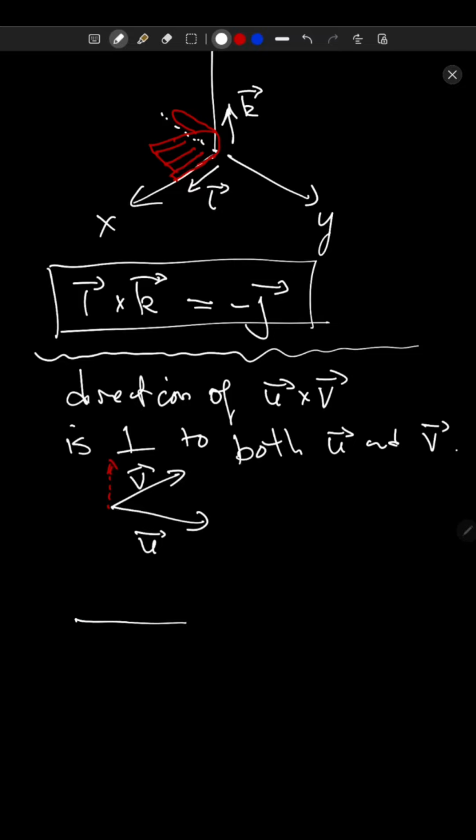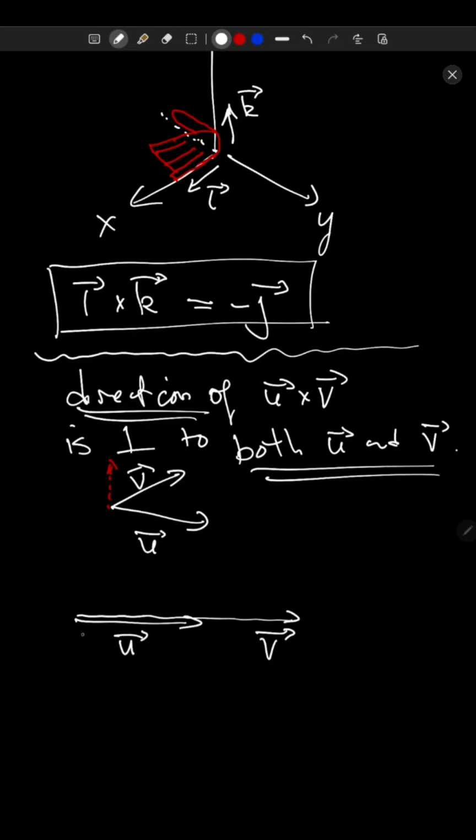But what happens if U and V are parallel? So what happens if this is U and that's V, for example? Then our description for the direction is not going to work because, first of all, our right-hand rule is not going to work. There's no curling anywhere because the two vectors are the same, right? But even the description of perpendicular to both U and V doesn't work because there's an infinite number of vectors perpendicular to both U and V. In fact, there's a whole plane's worth of vectors perpendicular to both U and V.